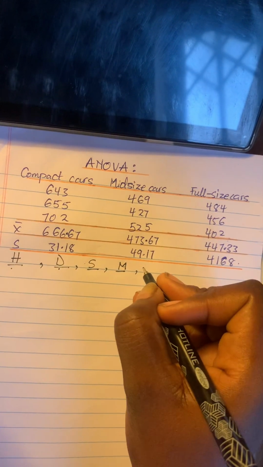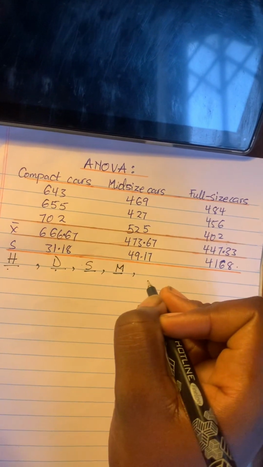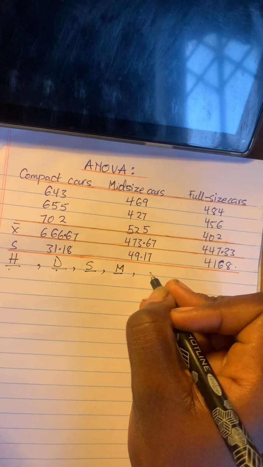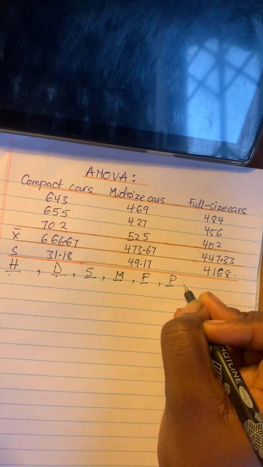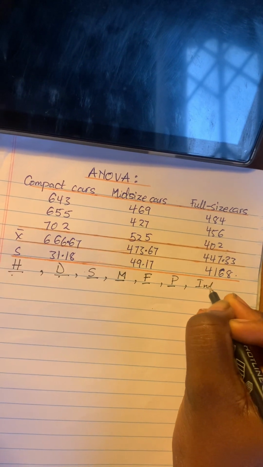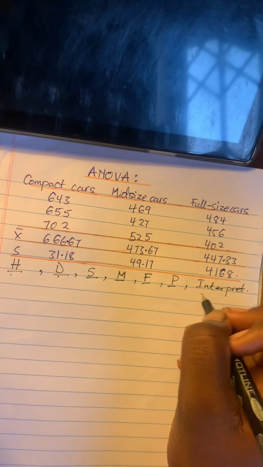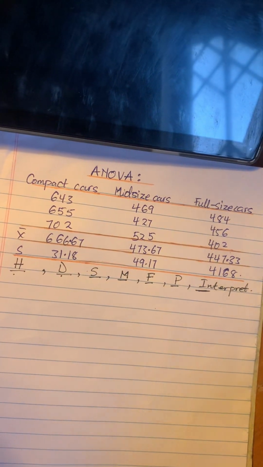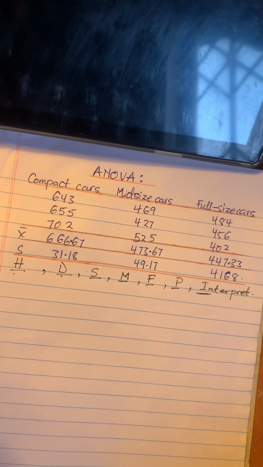After looking at the mean of squares for our data, we are going to move on to also look at the F statistics. We are going to calculate the F statistics. Then we are going to use a table to find our P value. Then we interpret our results, whether it's significant or not significant.